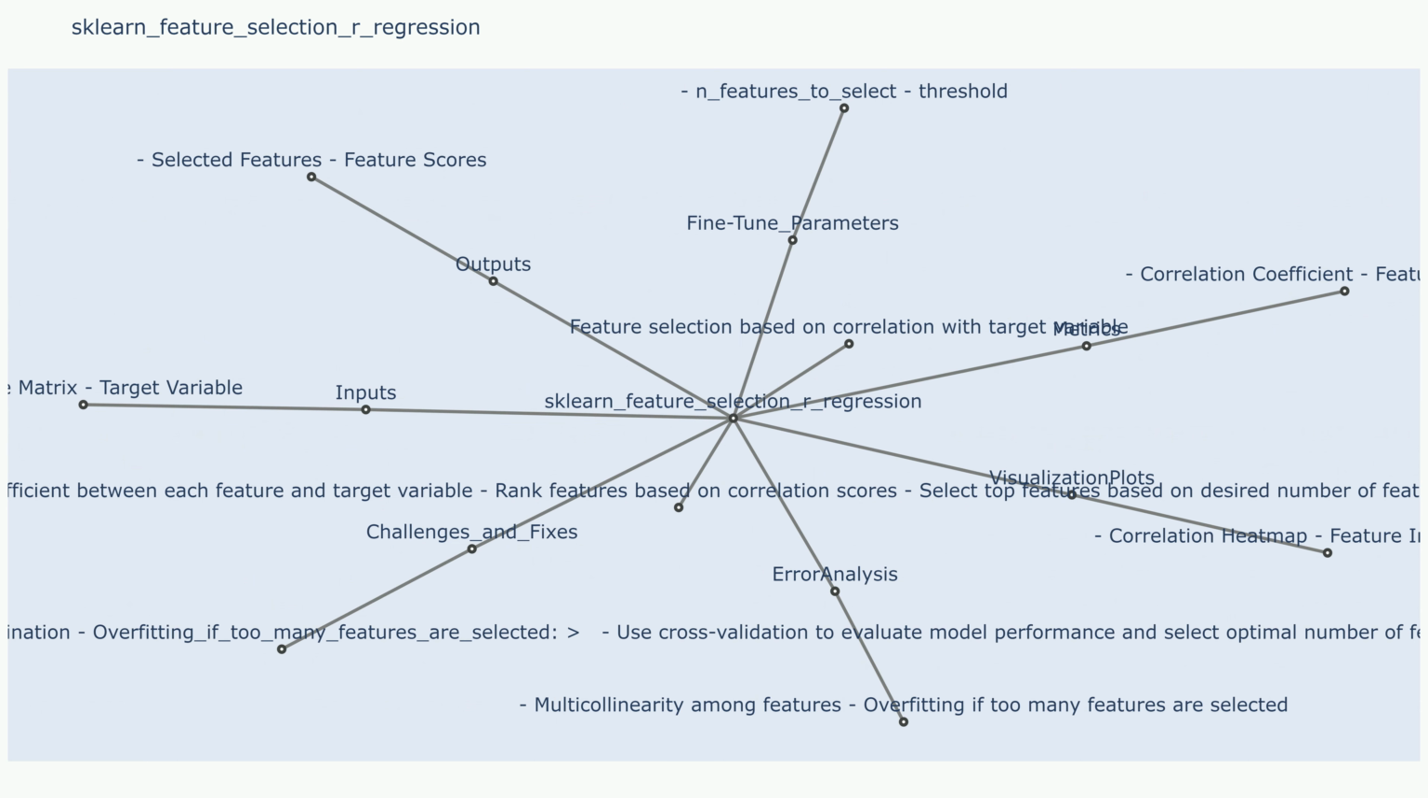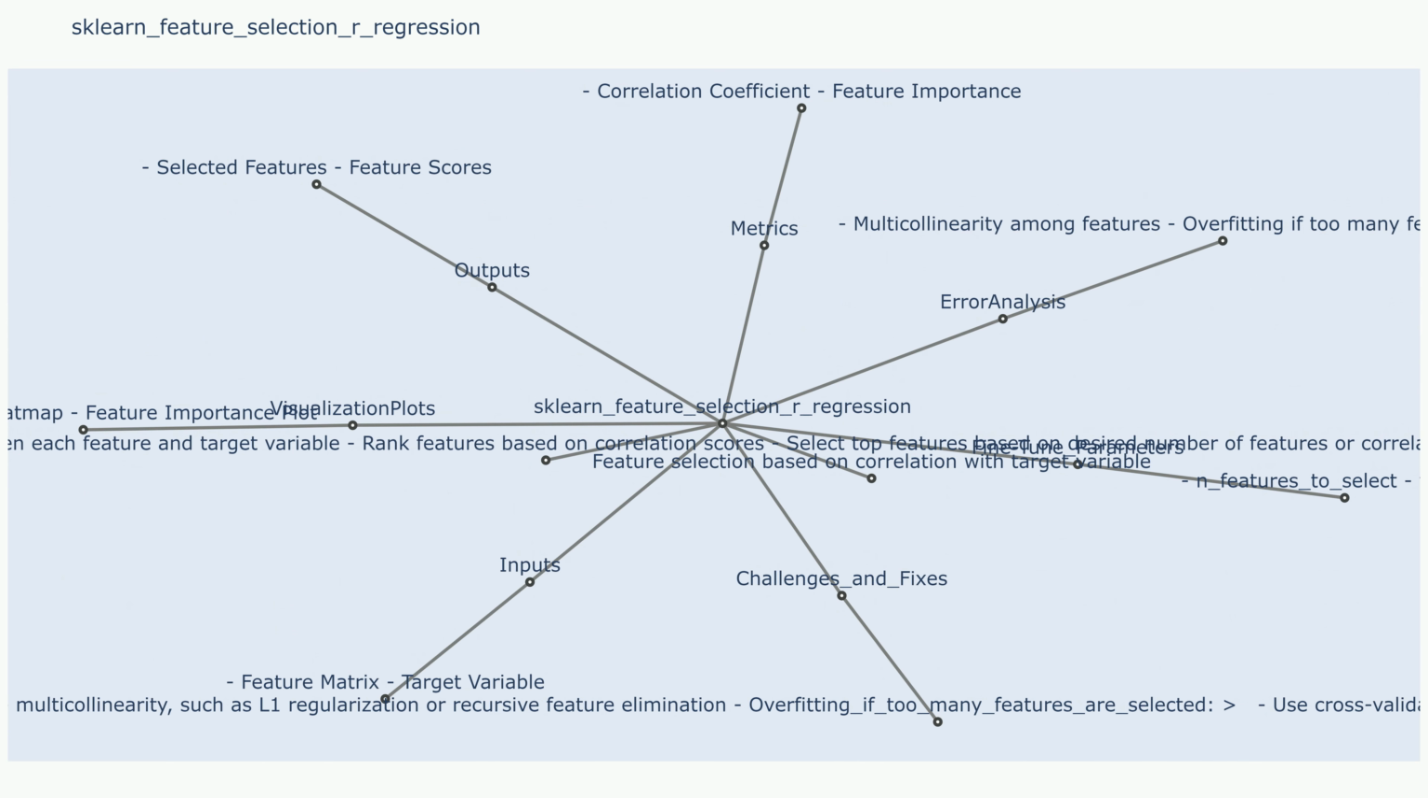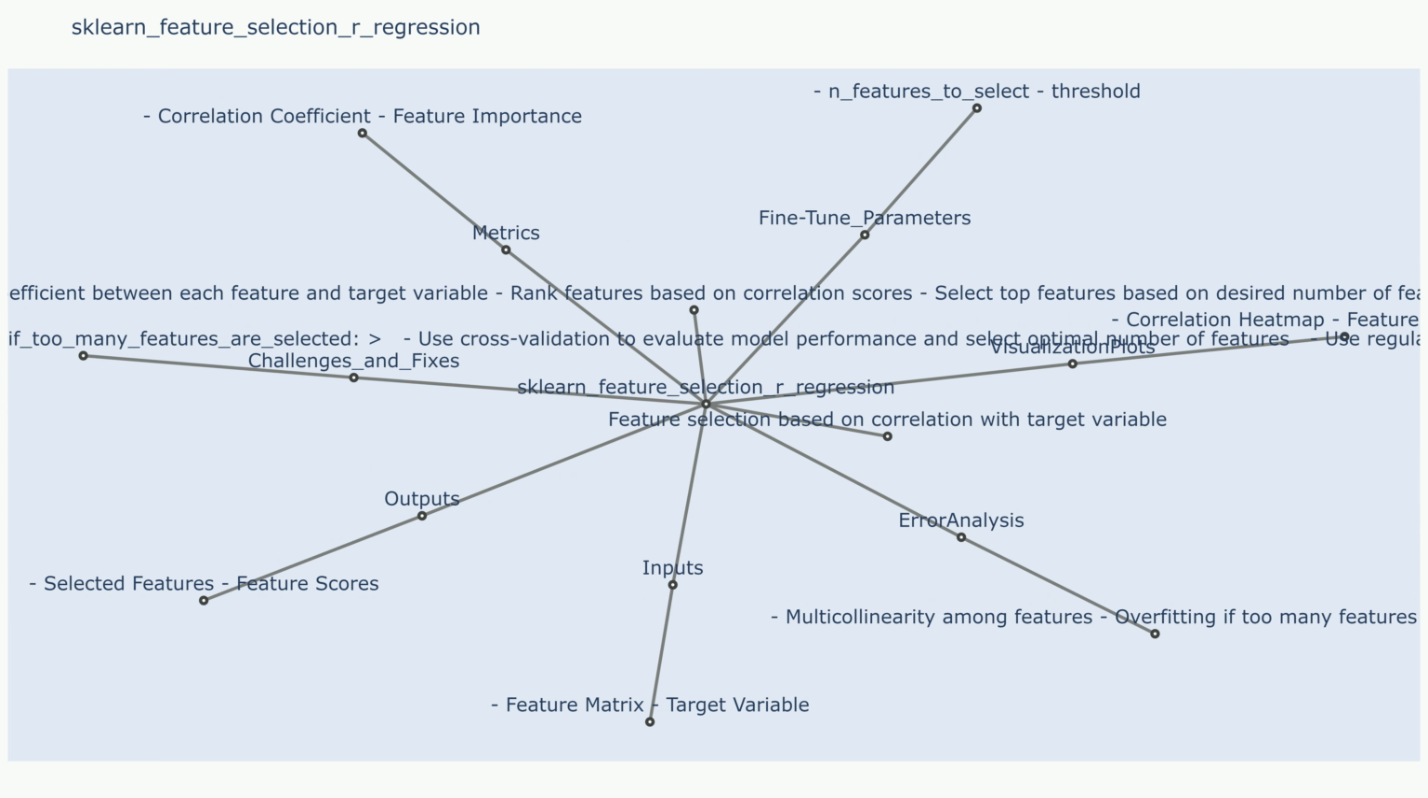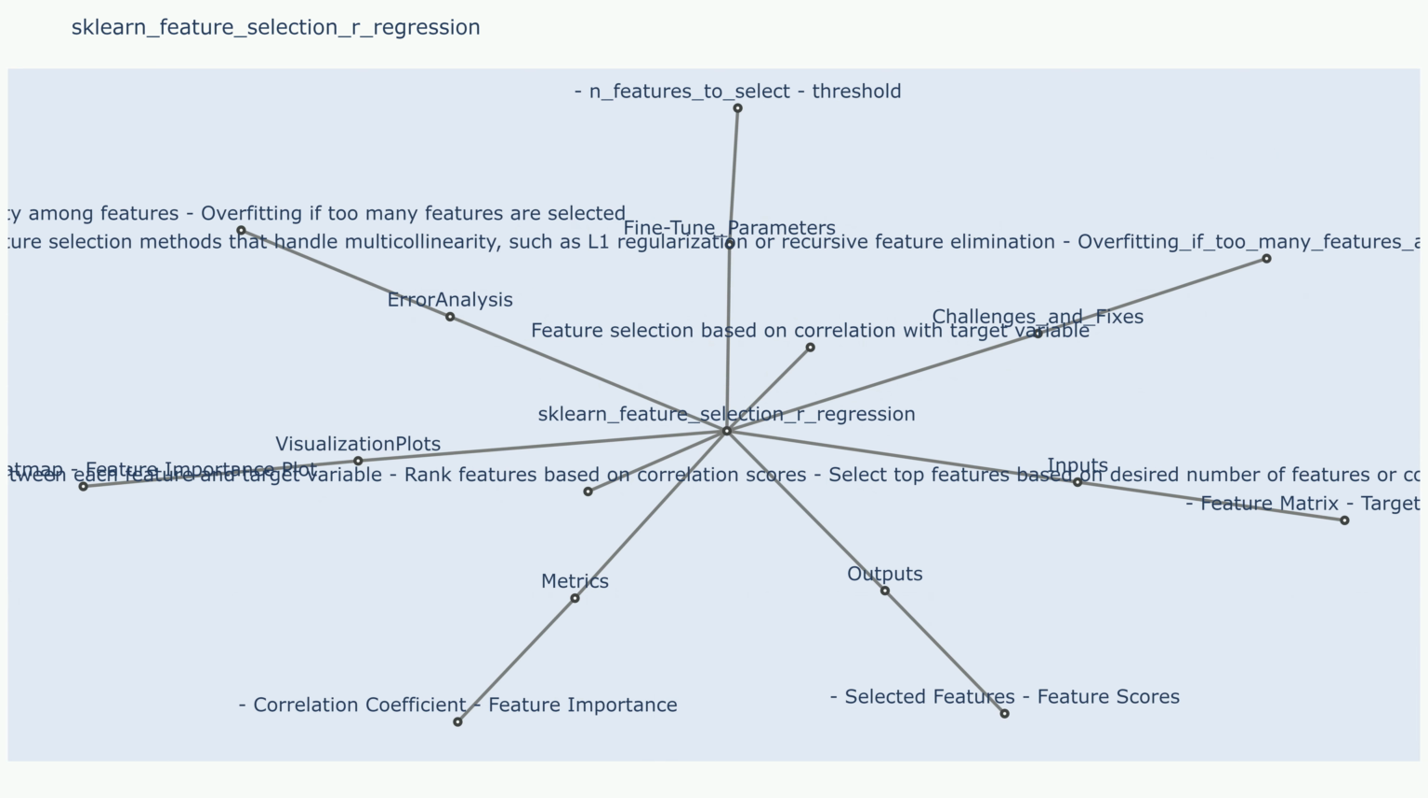Challenges and fixes. Challenge 1. High correlation between features can lead to multicollinearity, making it difficult to interpret the importance of individual features. Sample use case that resulted in challenge 1: using features that are highly correlated with each other, such as age and income. Fixes to challenge 1: use feature selection techniques that handle multicollinearity, such as recursive feature elimination (RFE) or principal component analysis (PCA).